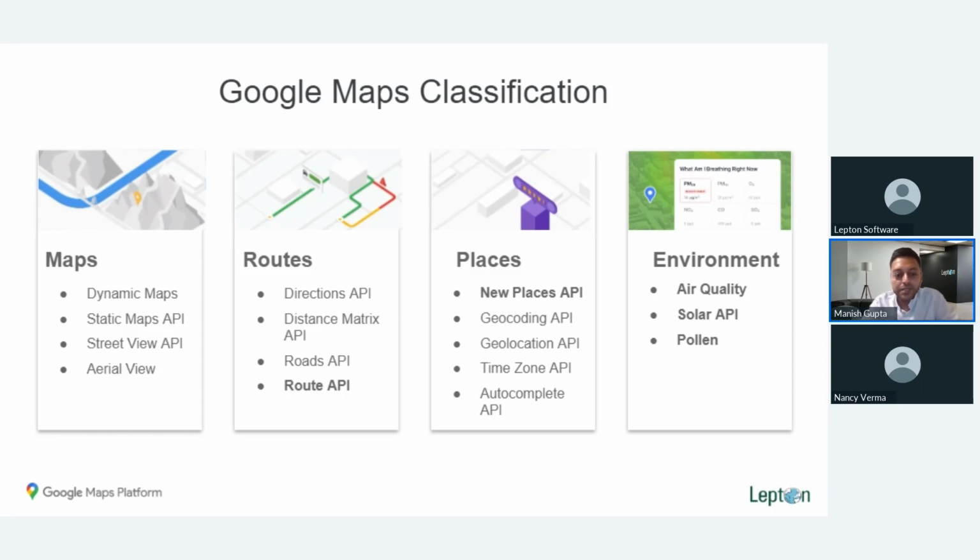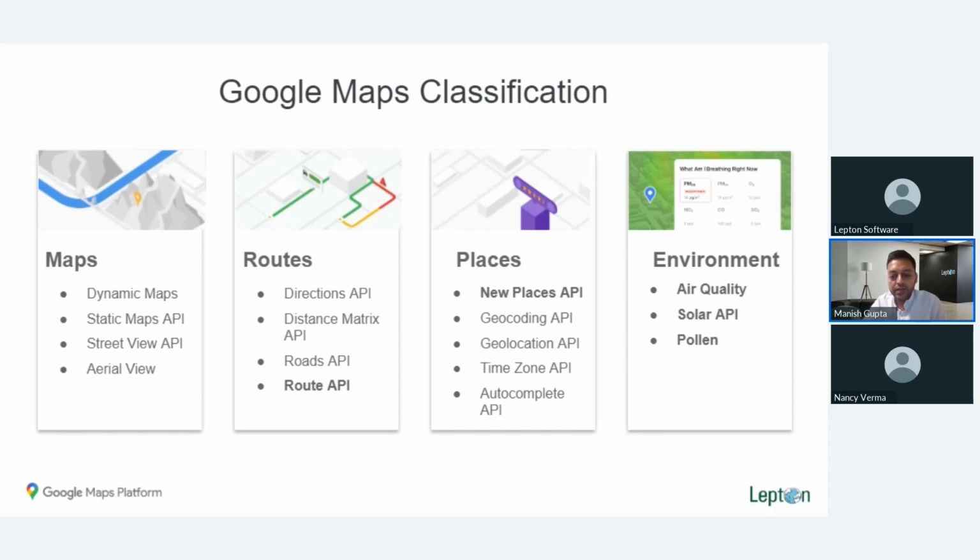Routes API: Directions, as I said, is pulled to understand, from A to Z through the road network, the best optimal way to reach. Distance is the distance between A and B. Roads API is to understand various tolls or speed limits which are available on the road. Routes API has recently been launched by Google. We will talk about it more in the upcoming slide. Places and Environment we have already spoken about, so will not take much time here.